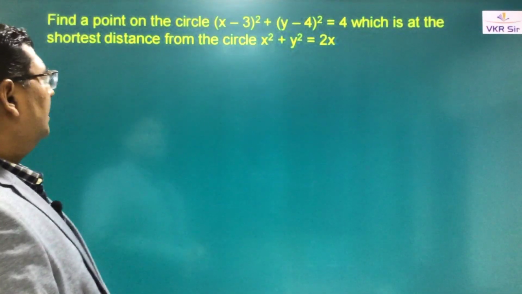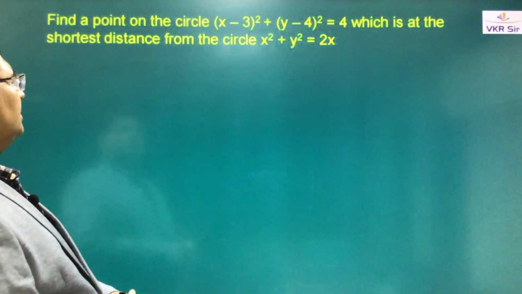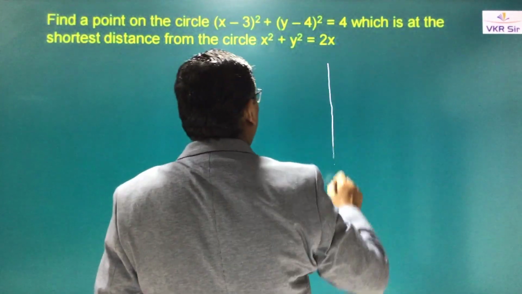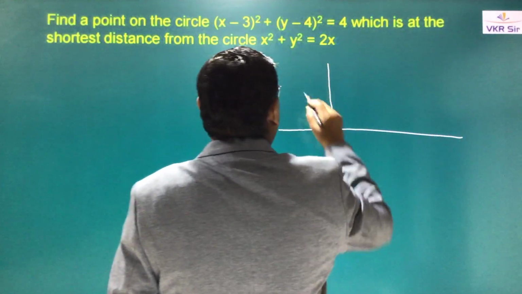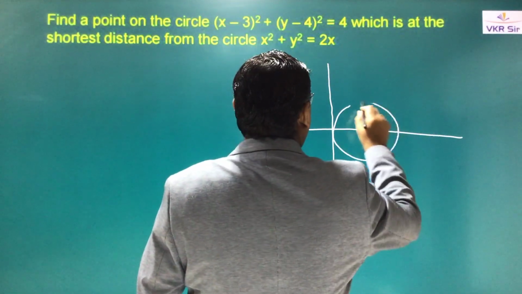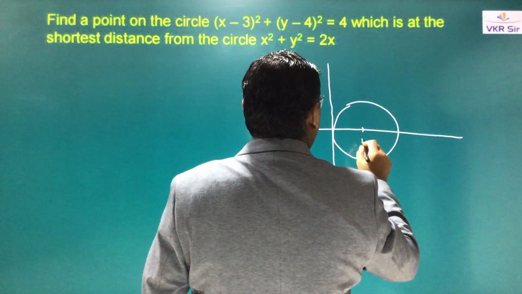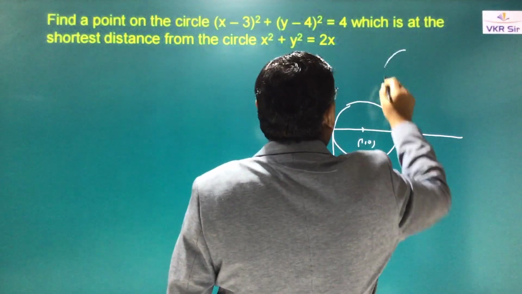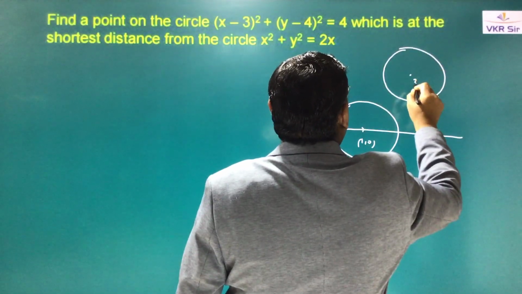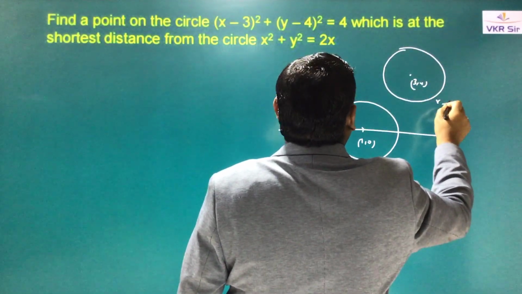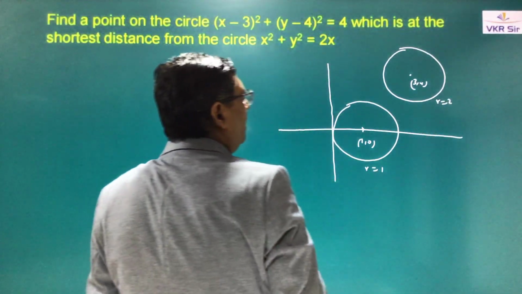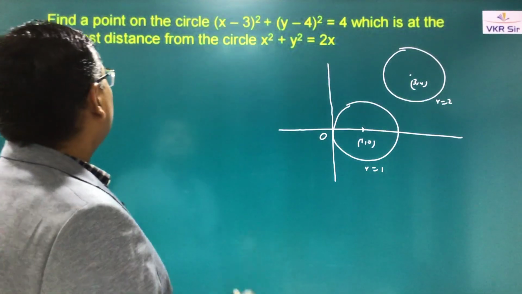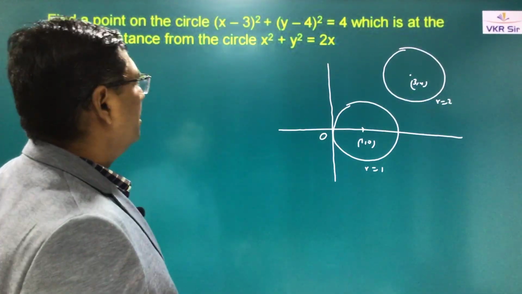Let's see another example. Find a point on the circle which is at the shortest distance from the other circle. That means there are two circles here and we have to find the shortest distance between them. The second circle is centered here at (1, 0), having a radius of 1, and the first circle is centered at (3, 4) and has a radius of 2. Now what we are interested in is finding a point on the second circle which is at the shortest distance from this circle.